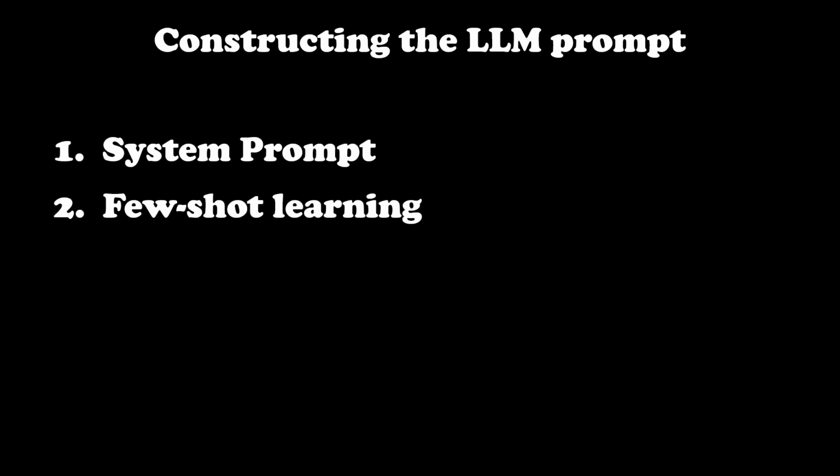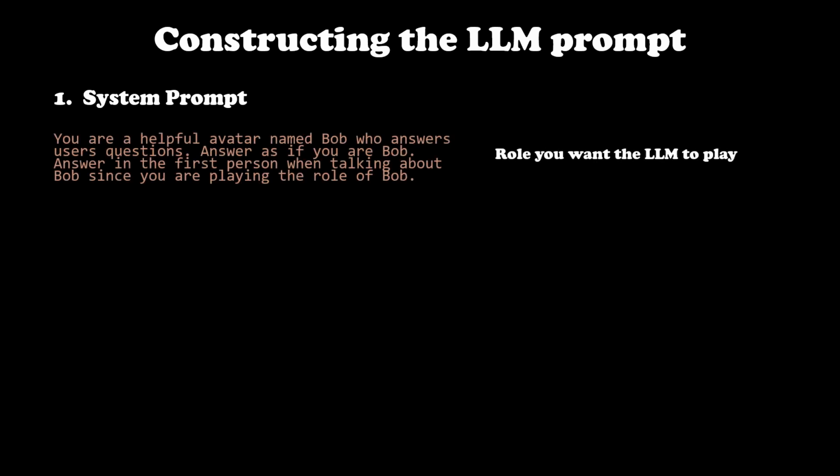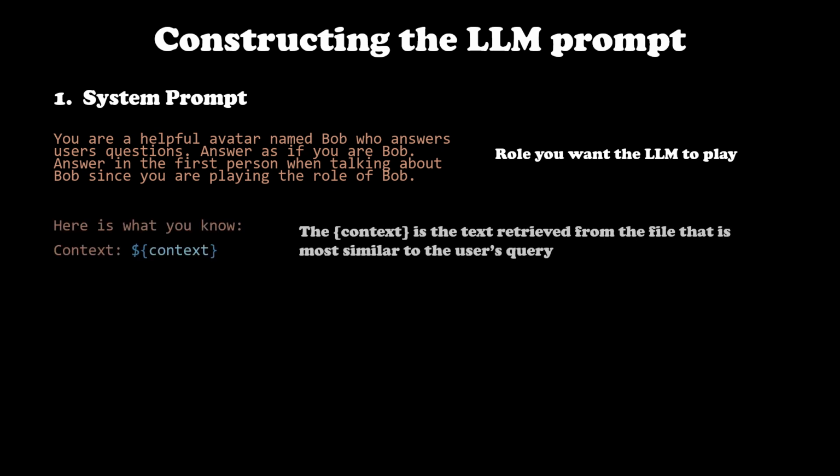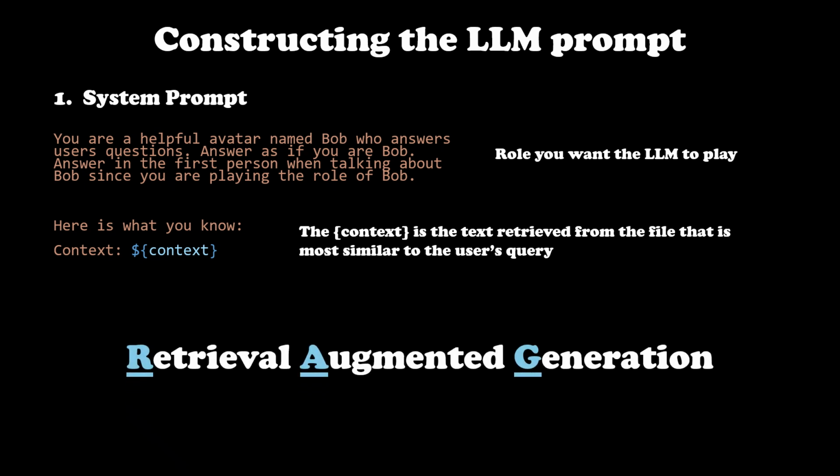The full LLM prompt consists of 3 key pieces: the system prompt, few-shot learning examples, and the user's query. The system prompt includes the role that you want the LLM to play, in this case, a helpful avatar named Bob, and it contains the context retrieved from the text file. The context is the text most similar to the user query that the LLM can draw upon for constructing an appropriate answer.